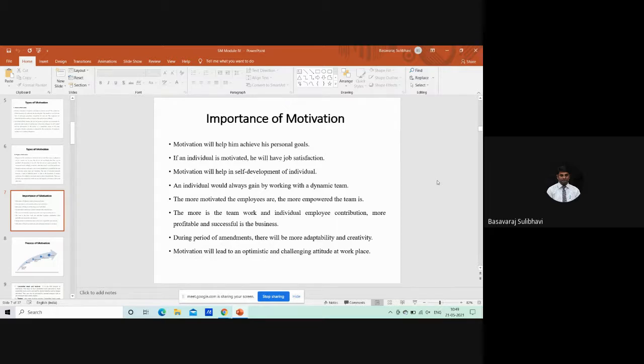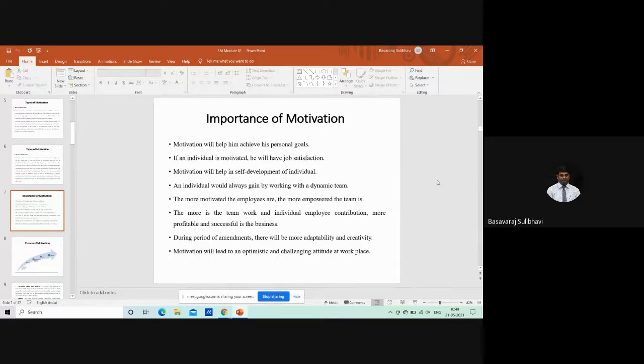It says that, as I told you, if all the employees are motivated and work properly in the team, and if the team becomes more competent and works more on the objectives of the organization, and each and every individual employee in the team gives their fullest contribution in achieving the objectives, we can expect more profitability, and you can also expect that the business can be more successful in the industry.